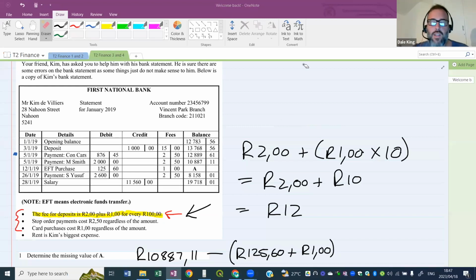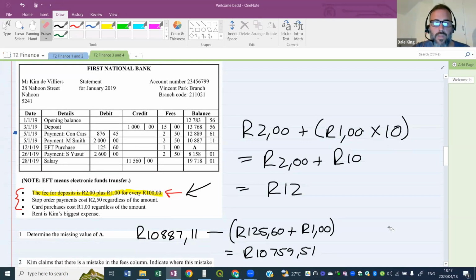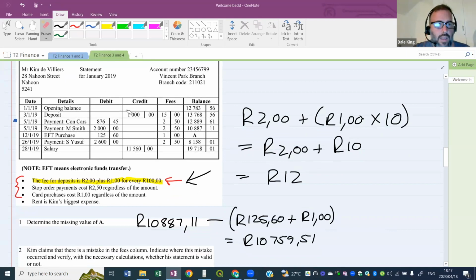Yes, easy to make that mistake. It's 2 Rand plus, this is why I use brackets. So the 1 Rand times 10 must be added to the 2 Rand as well. Good job, Lesejo. All right, so that line there on the 3rd of January is incorrect.